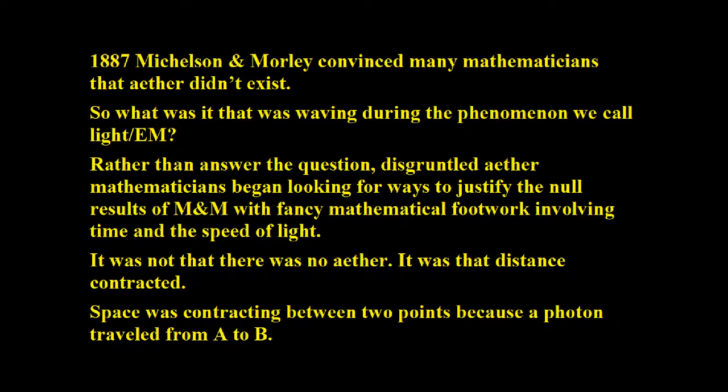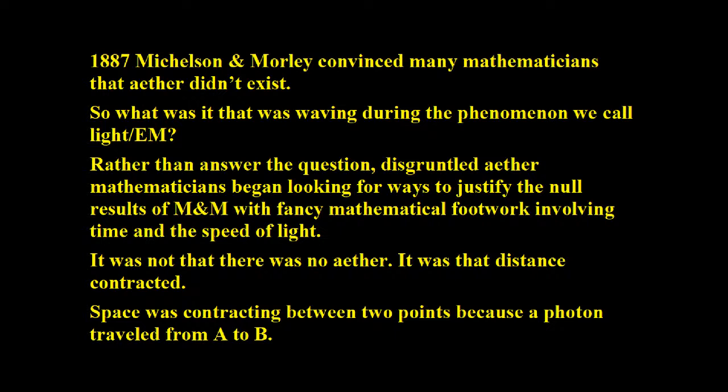They had the ether almost all throughout the 19th century, and in 1887, Michelson and Morley convinced mathematicians who call themselves physicists that the ether didn't exist, or a lot of them became convinced. And so what was it that was waving, if not the ether? Because that's what they thought the wave was. Light was a waving of the ether. And these guys apparently proved to many mathematicians that there is no ether. So then what is it that was waving?